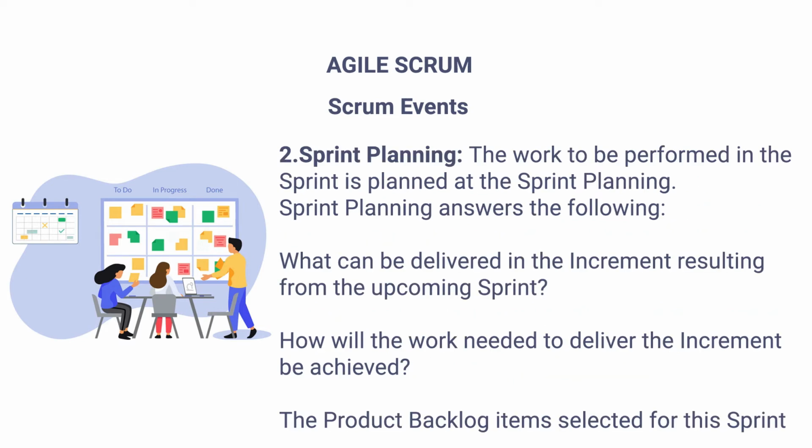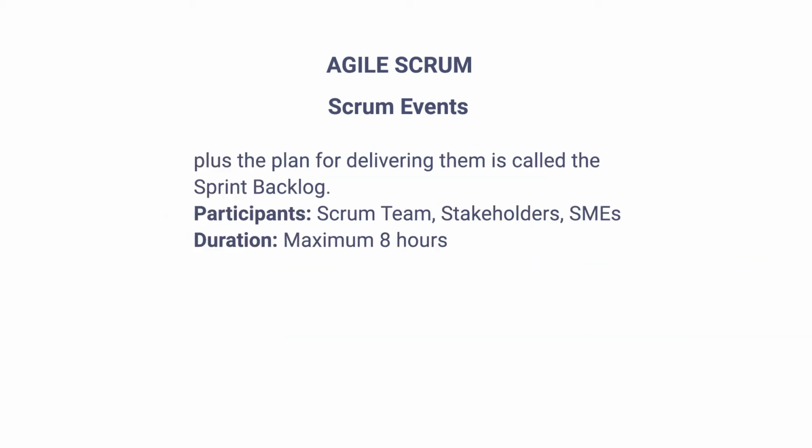Next, sprint planning. The work to be performed in the sprint is planned at the sprint planning. Sprint planning answers the following: what can be delivered in the increment resulting from the upcoming sprint? Next, how will the work needed to deliver the increment be achieved? The product backlog items selected for this sprint plus the plan for delivering them is called the sprint backlog. The participants are the Scrum team, stakeholders, and SMEs, and the duration is a maximum of 8 hours for a 1 month sprint.